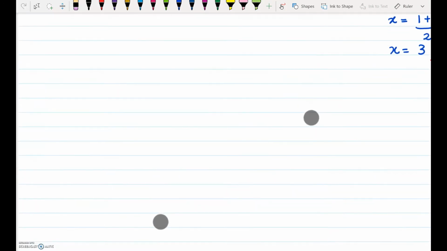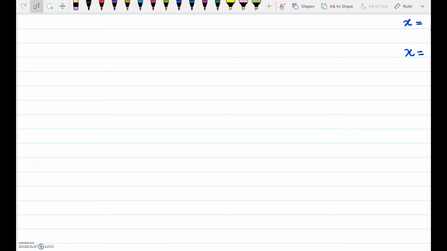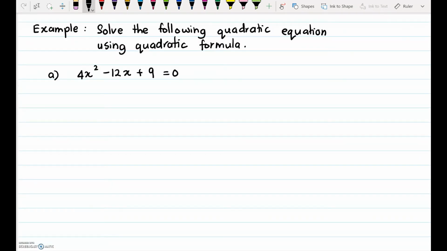Okay, let's look at the first example. Okay, now let's look at this example. So we have solved the following quadratic equation using quadratic formula. So dekat sini spesifik dia dah minta guna quadratic formula. So let's look at the first one. We have 4x squared minus 12x plus 9. So since awak nak guna quadratic formula, kena tahulah A dia apa, B dia apa, C dia apa. So dekat sini A dia adalah 4, B dia adalah negative 12, and then C dia adalah 9.